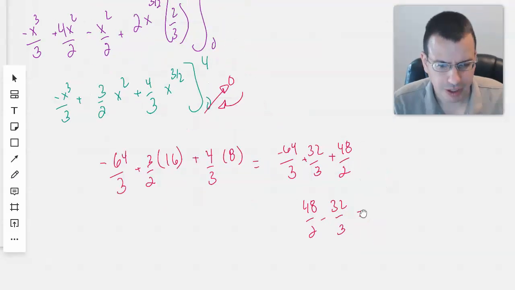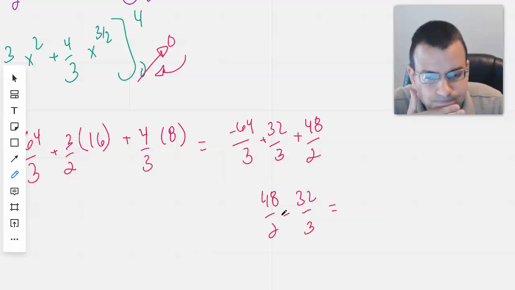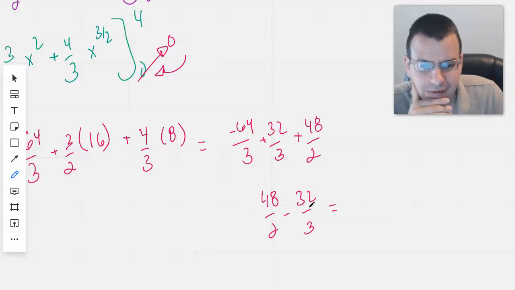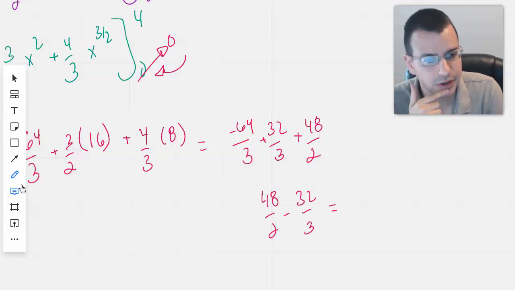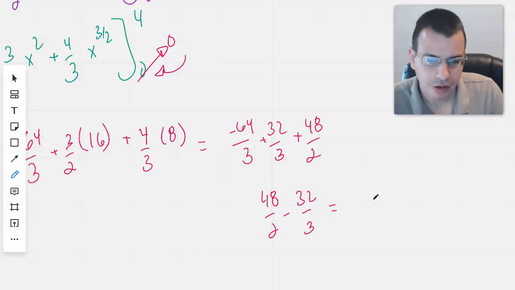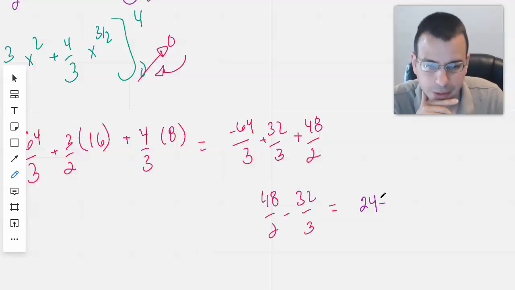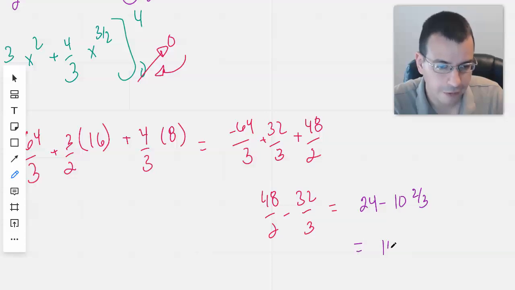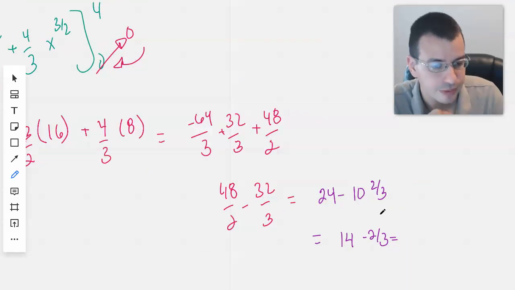Not sure if I want to multiply these. Is there an easy way? No, I don't think there is. Maybe there is. Okay. So you could just do this with your calculator, and that'd probably be fine. So we have 24 minus 10 2/3, which will equal 14 minus 2/3, which will be 13 1/3.